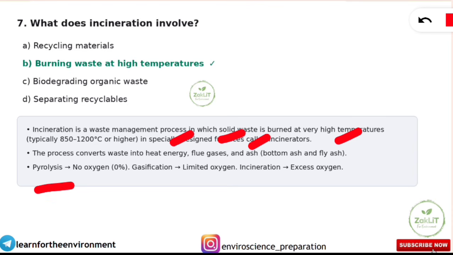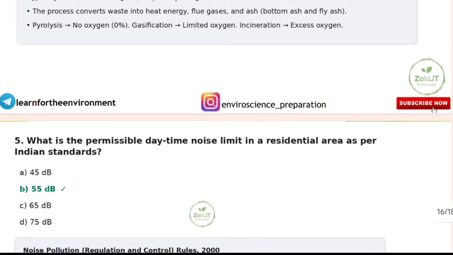Pyrolysis means no oxygen, 0% oxygen is used in that process of burning. Gasification, limited oxygen is used. Incineration, excess oxygen is used. So these three are important terms as per how waste is converted or anything which is heated. Pyrolysis, no oxygen. Gasification, limited oxygen. Incineration, excess oxygen. Let's move on to the next question.